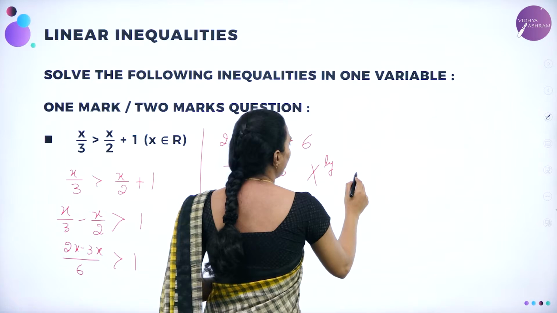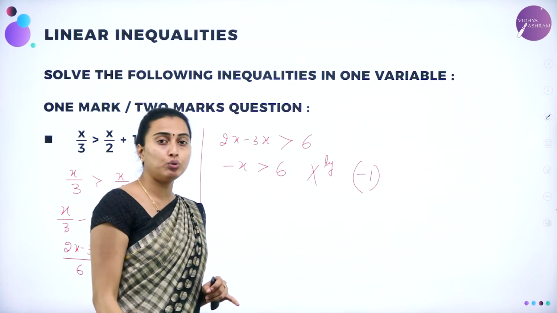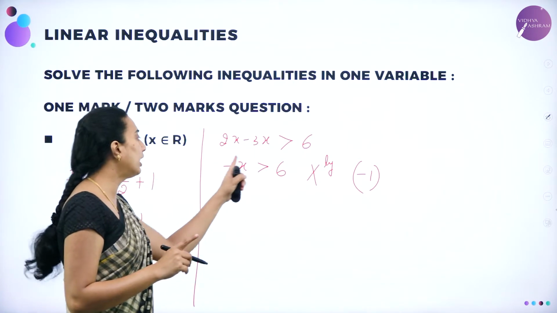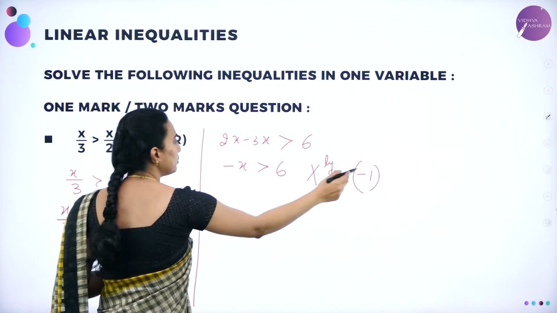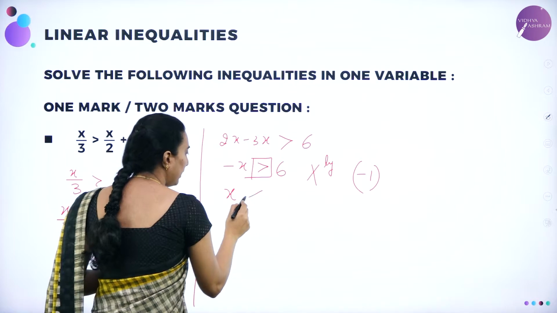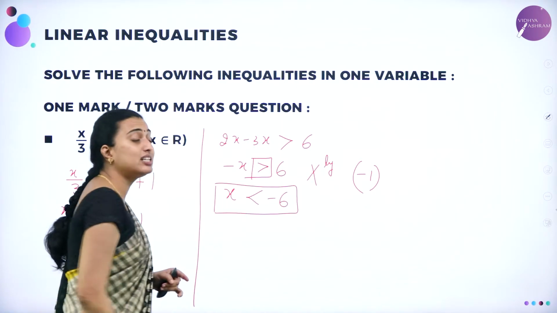Multiply throughout by negative number, which is minus 1. If I multiply throughout by negative number, inequality automatically changes. Now greater than inequality will become lesser than. Now here minus into minus is plus. So greater than inequality will become lesser than. 6 into minus 1 is minus 6. So this is the answer you are going to have.